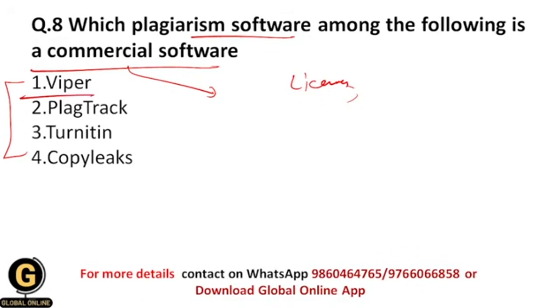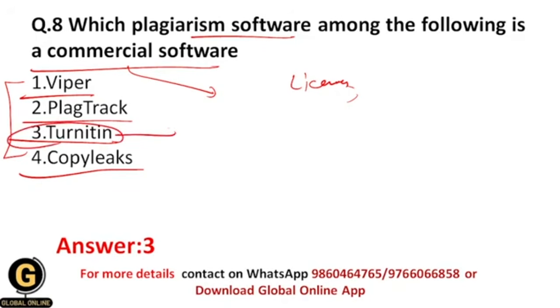So whether it is Viper, Plag Track, Turnitin, or CopyLeaks. Students, as we have seen earlier in this video, Viper, PlagTrack and CopyLeaks, all three are free of cost plagiarism software. No one pays for them. And that's why your correct answer should be 3, the remaining option, which is Turnitin, because Turnitin sells its licenses, and that's why it is not free of cost. Everyone has to pay Turnitin for checking plagiarism in their material.